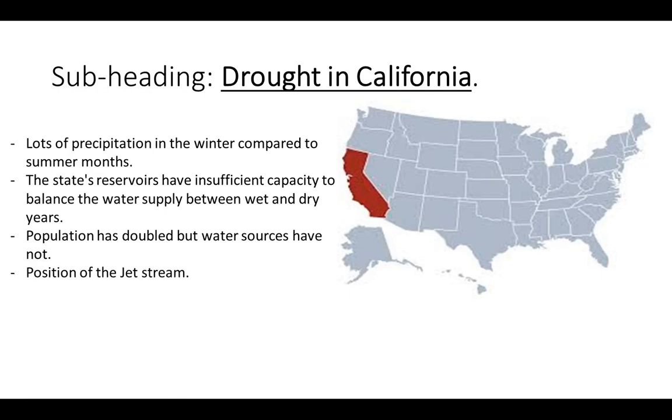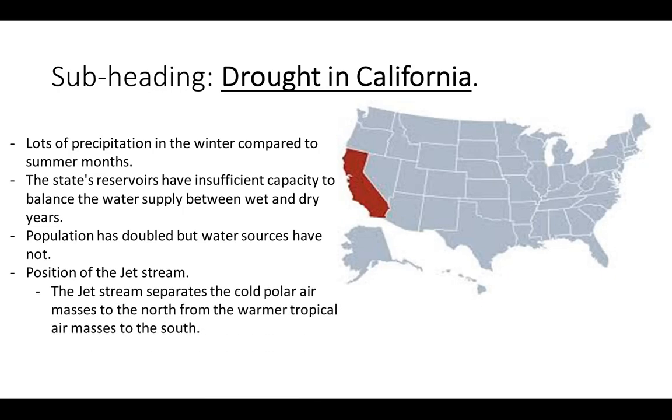The jet stream, which hopefully you remember from 2 or 3 lessons ago, is a kind of band of hot air that moves around the Earth, and it passes through California quite often, causing it to be much warmer than other areas.